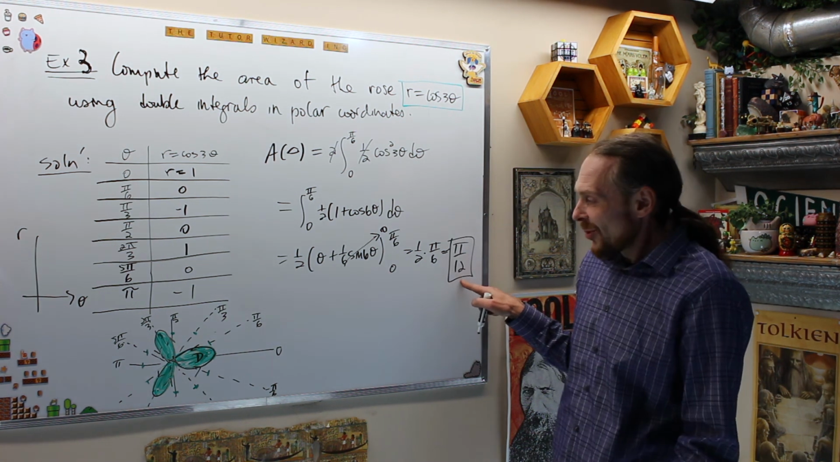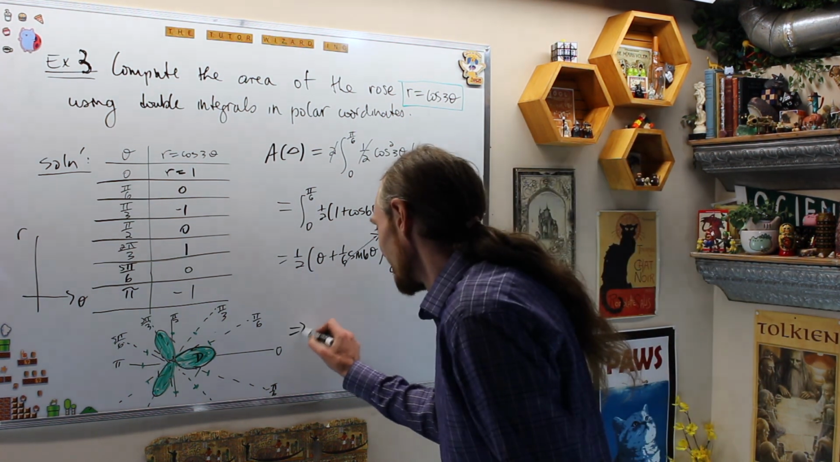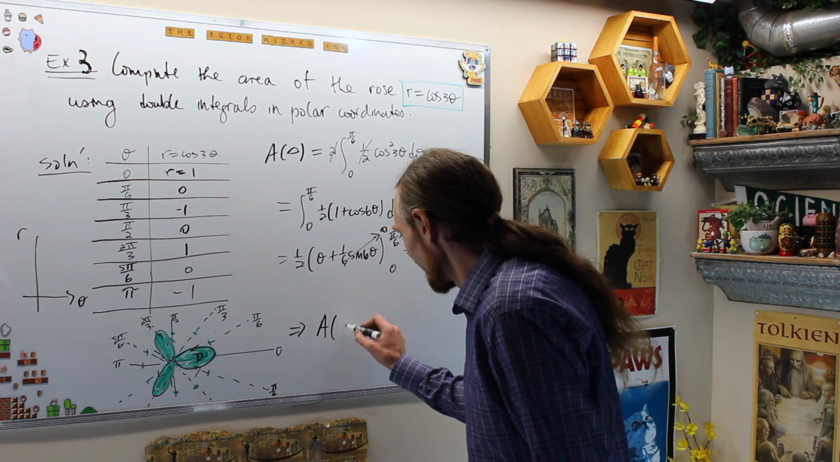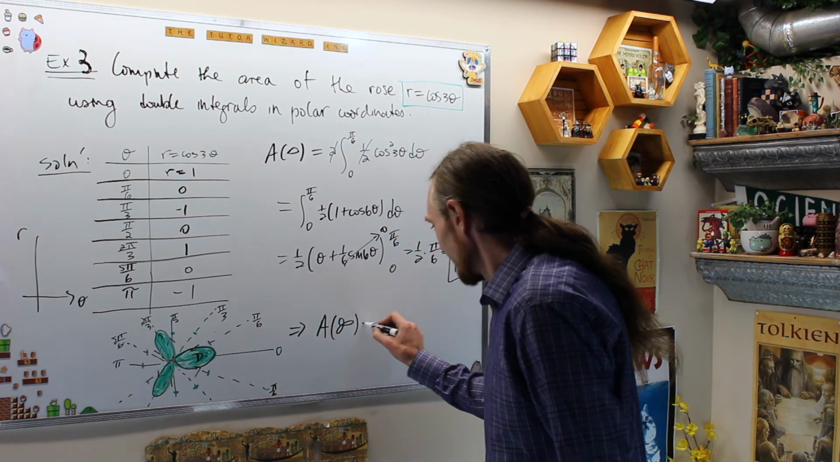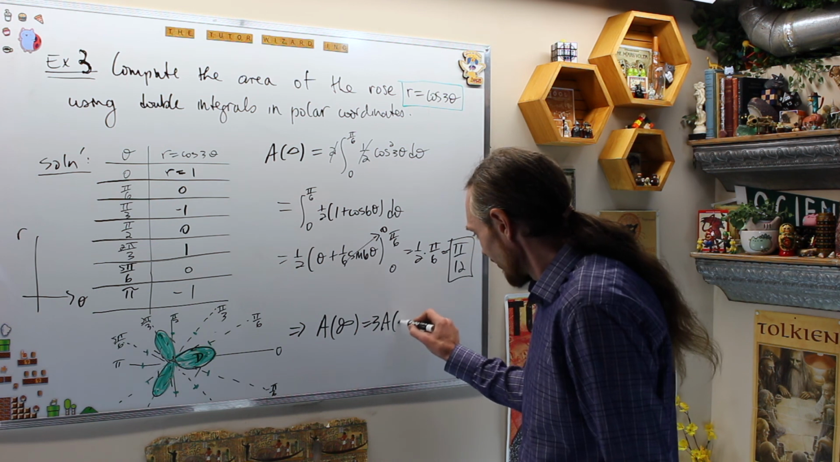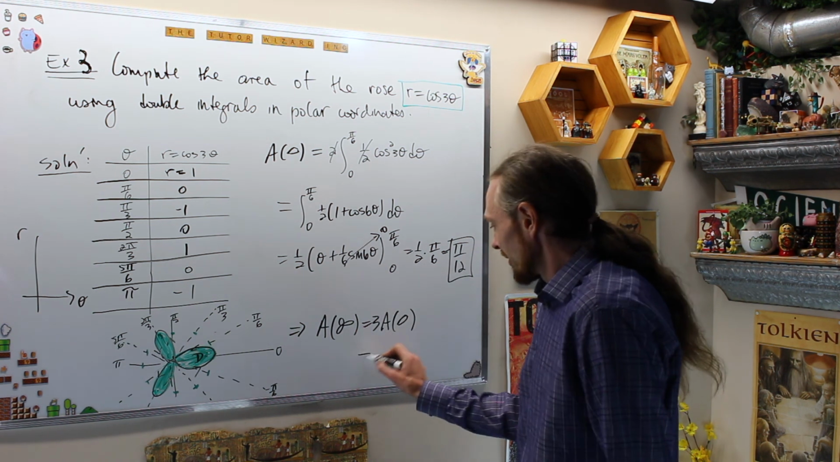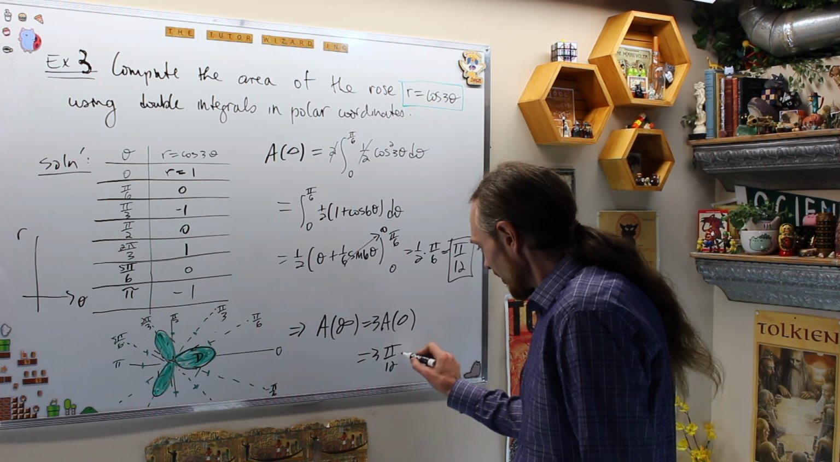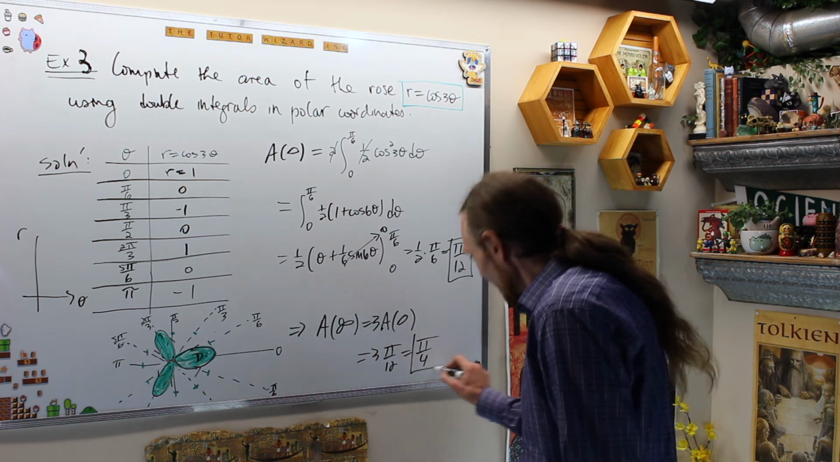Now, that was only one petal, don't forget. So the total area of this clover is equal to 3 times the area of one of those, which is 3 times pi over 12, which is pi over 4.